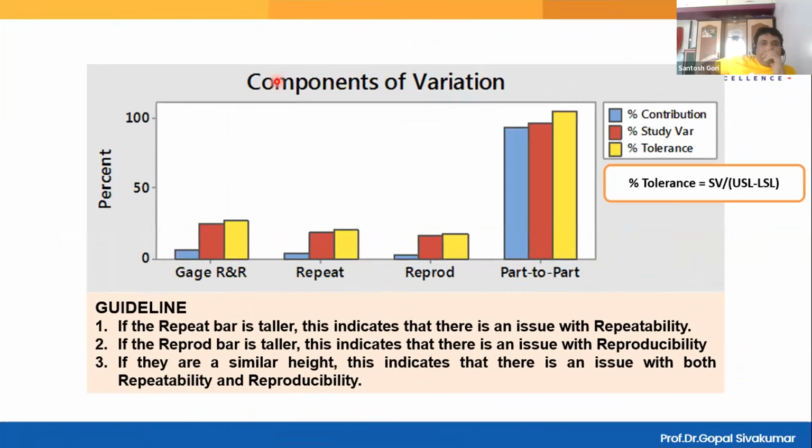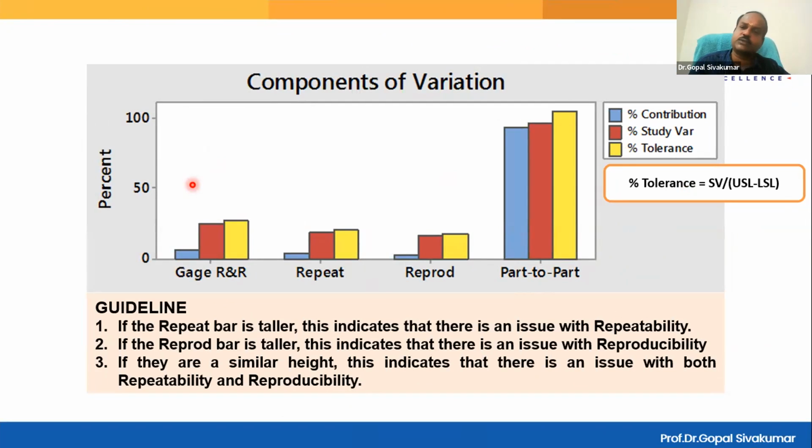First graph. Part to part variation, the source is process. Am I right? Why is there a variation in your part? Process variation. You want to control the process variation. Yes, sir. So part to part variation means the variation that you can see between the parts, but you don't want to see, but there is a lot of variation, isn't it? That's the real problem you want to fix.